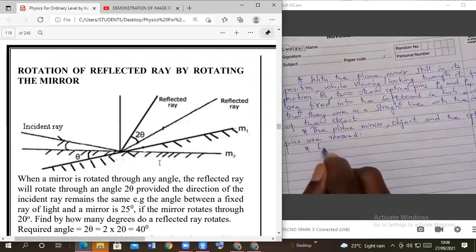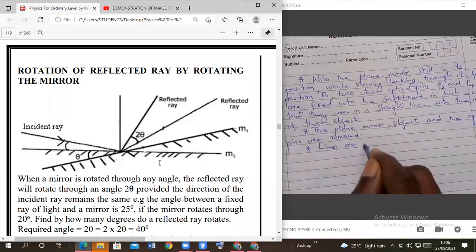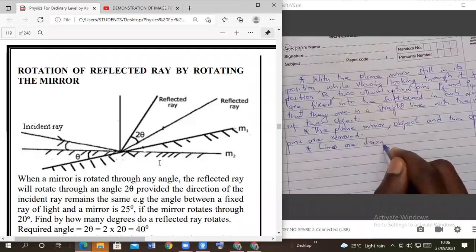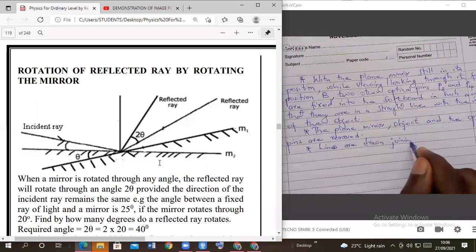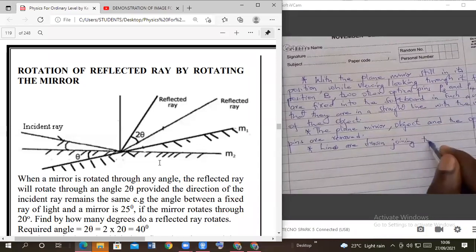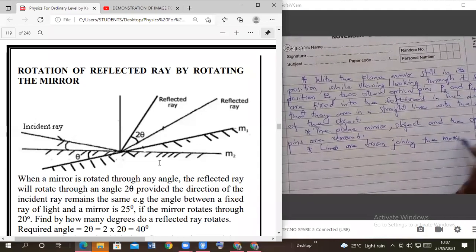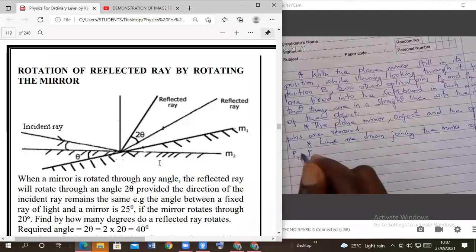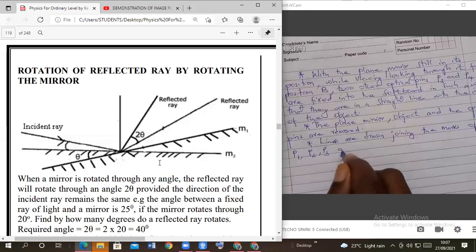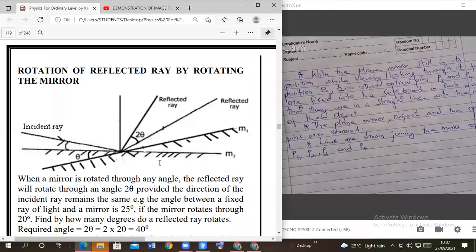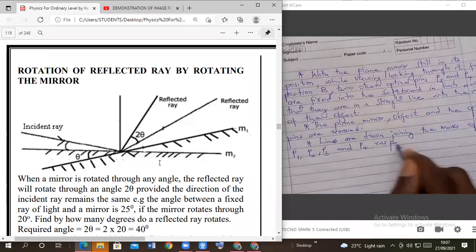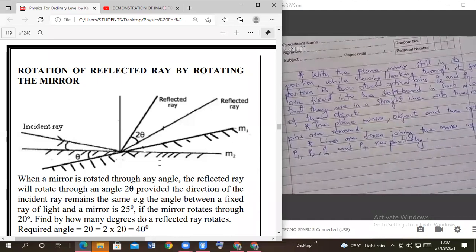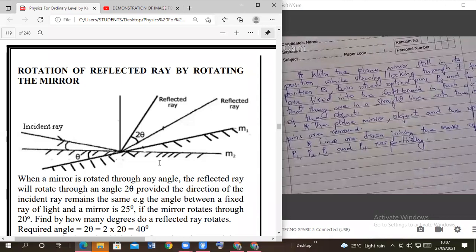Then lines are drawn joining the marks of pins P1, P2, P3, and P4, respectively. Full stop.